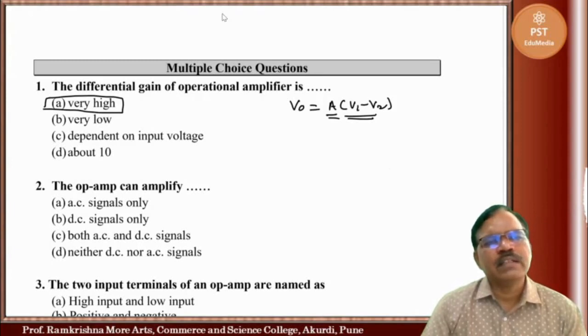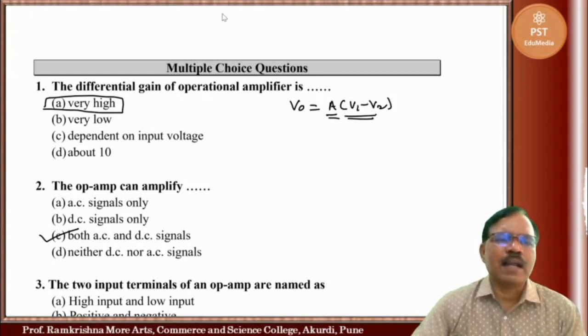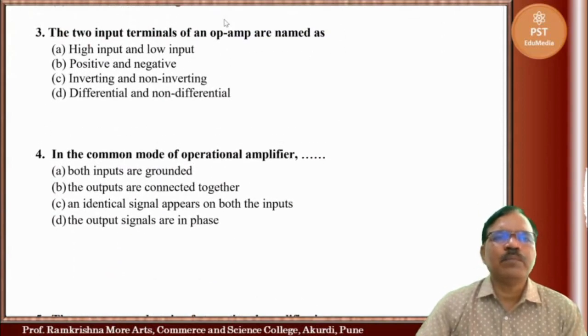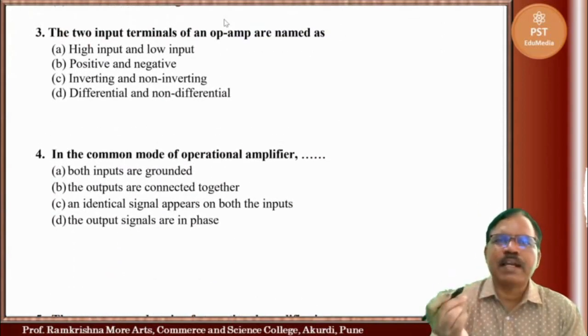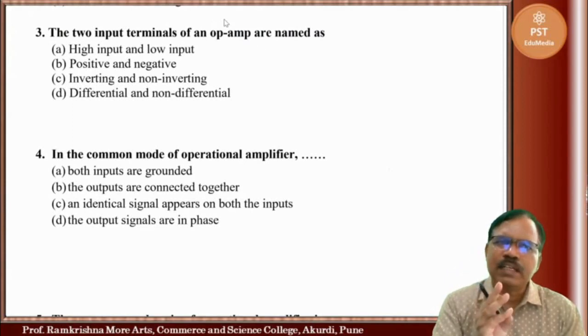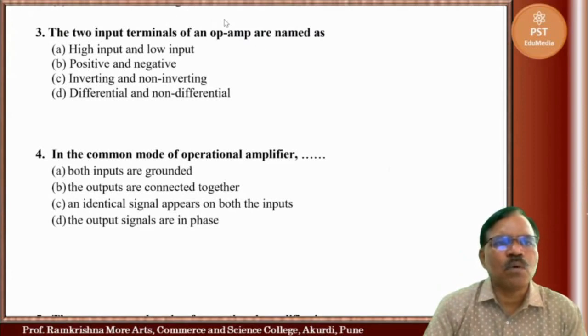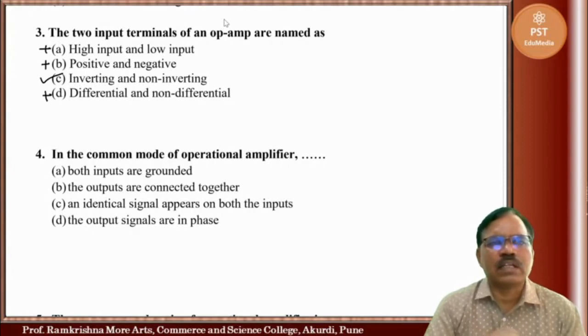Now next one, the operational amplifier can amplify. It can amplify AC signal, it can amplify DC signal. So both AC and DC signals are amplified. Now two input terminals of an operational amplifier are named as inverting terminal and non-inverting terminal. So out of the options, inverting and non-inverting is correct, the others are not correct.